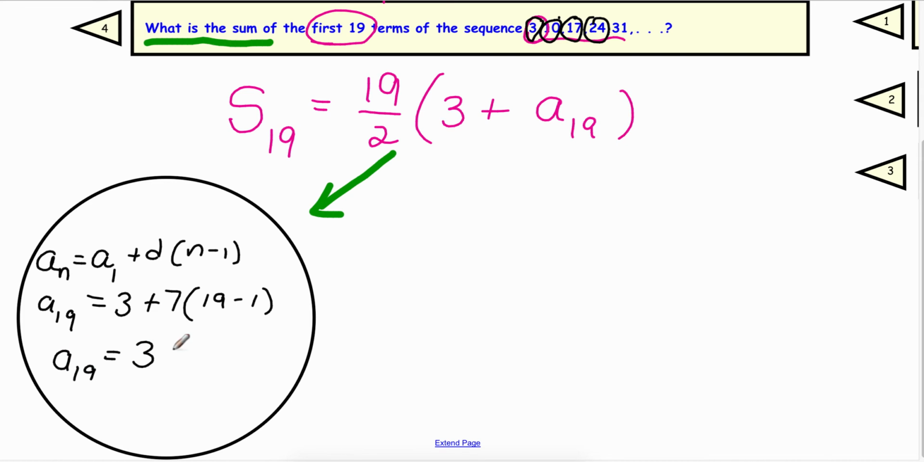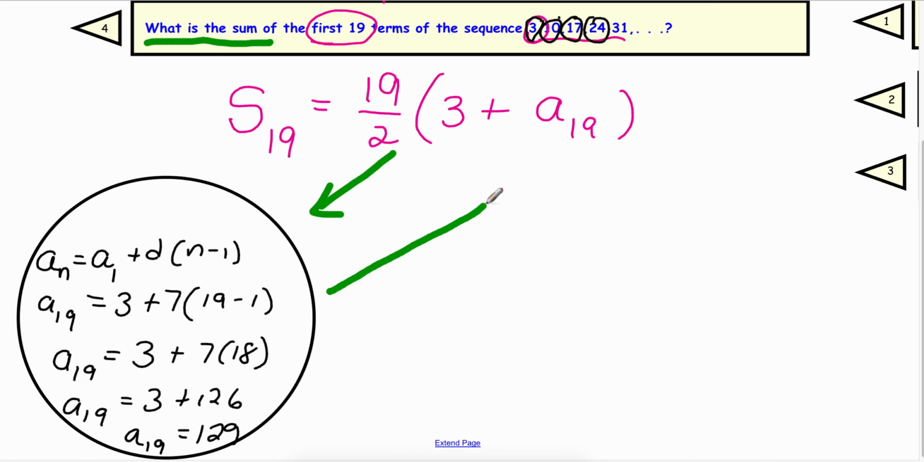This is my first term plus 18 more differences, because that's how many differences are between the first term and the 19th term. So let's see, the 19th term is 3 plus 7 times 18. 7 times 8 is 56, carry the 5, 126. So the 19th term is 129. So now I can come back here, and now I know that my 19th term is 129.